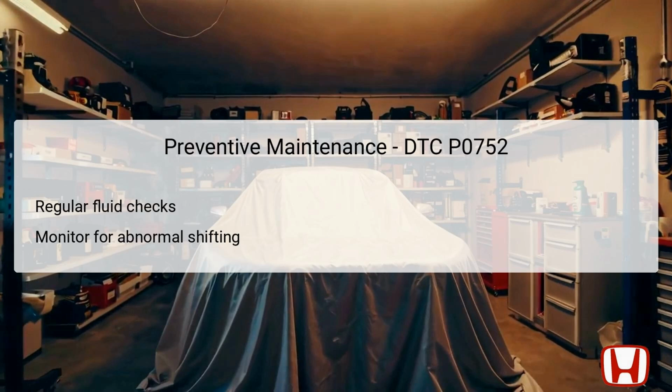Preventive maintenance is a crucial aspect of ensuring long-term functionality in the transmission system and can help in avoiding future occurrences of DTC P0752. It is advisable to conduct regular transmission fluid checks to ensure the levels are adequate and that the fluid remains in good condition.